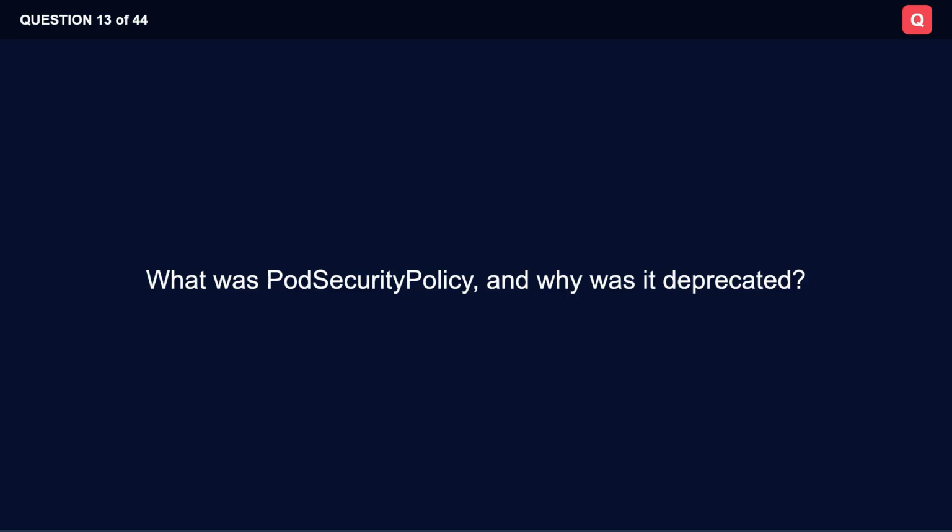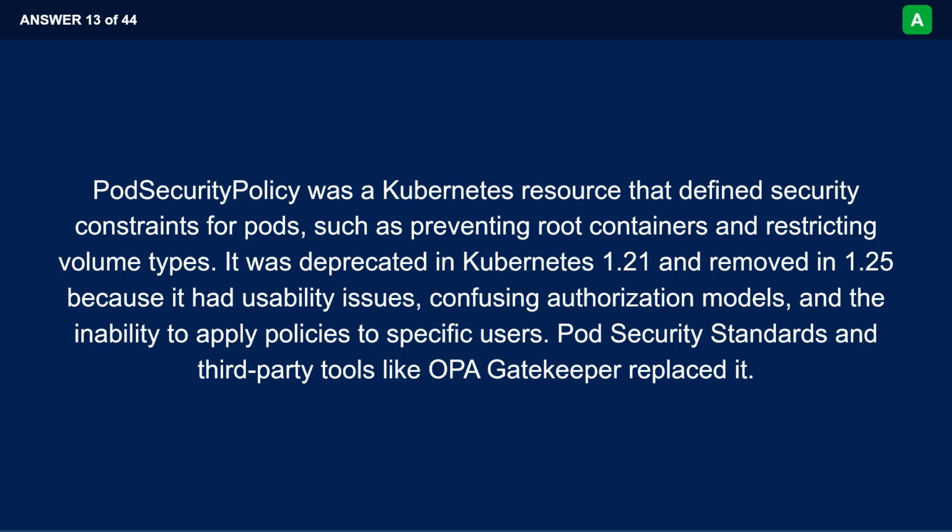What was pod security policy, and why was it deprecated? Pod security policy was a Kubernetes resource that defined security constraints for pods, such as preventing root containers and restricting volume types. It was deprecated in Kubernetes 1.21 and removed in 1.25 because it had usability issues, confusing authorization models, and the inability to apply policies to specific users. Pod security standards and third-party tools like OPA Gatekeeper replaced it.